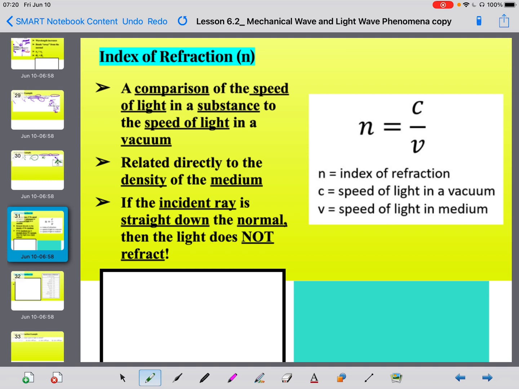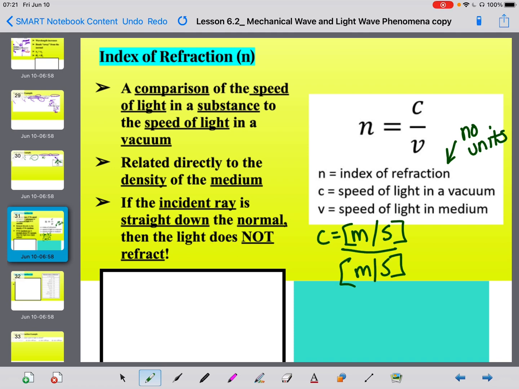So again, n is the index of refraction. You have no units, and I'm going to show you why that happens. Your speed of light in a vacuum, c, has meters per second, and your velocity of light in any medium is also meters per second. So when you divide meters per second by meters per second, sorry, this was supposed to be an n, what ends up happening is they cancel out. So n is a unitless number, just like my coefficient of friction.